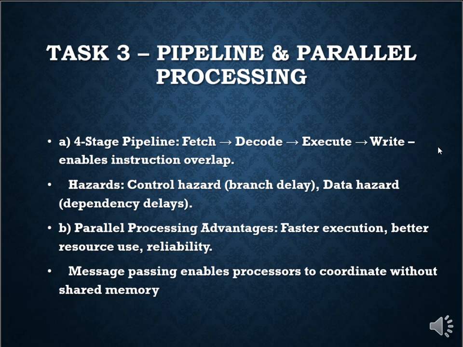Task 3 focuses on the pipeline and parallel processing. We used a 4-stage pipeline: fetch, decode, execute, and write. Pipelining means multiple instructions can be in different stages at the same time, like an assembly line. But hazards can occur. For example, a data hazard if one instruction depends on the result of another that hasn't finished yet, or a control hazard if a branch instruction changes the flow unexpectedly.